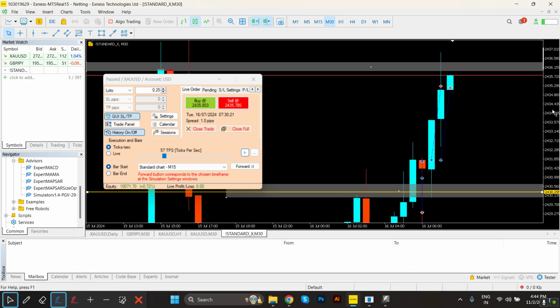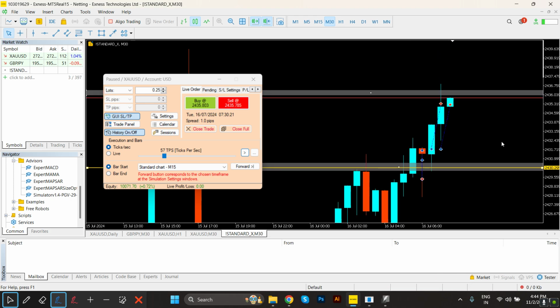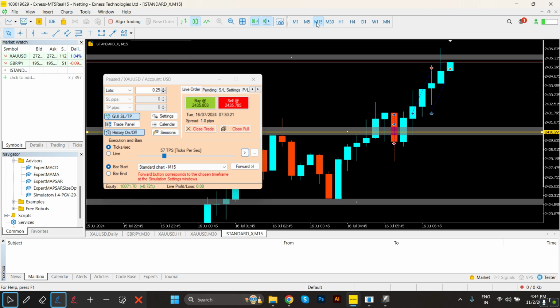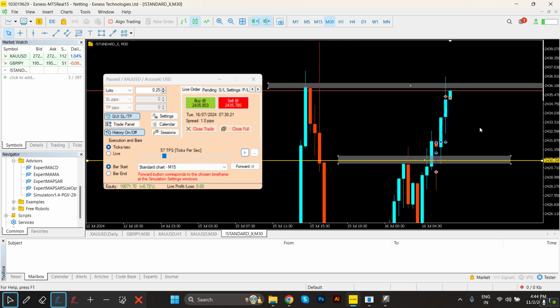So in this case, the impulse entry I took was perfect, but I think this breakout was also good. I think the only thing I should have been careful of is this 15-minute time frame. One, two, three, four, five, six, and this 15-minute candle had no wick at the top. So yeah, that would have been the thing, but I think on 30 minutes it looked perfect.